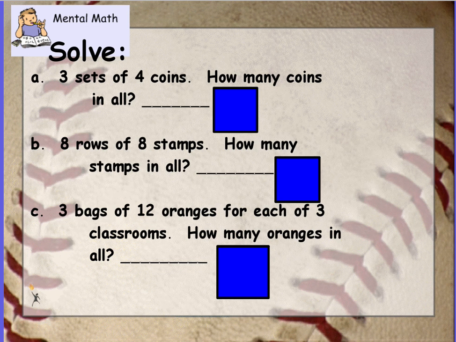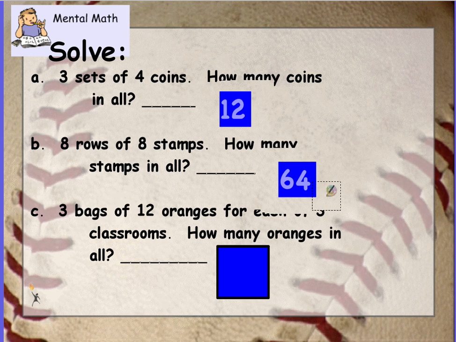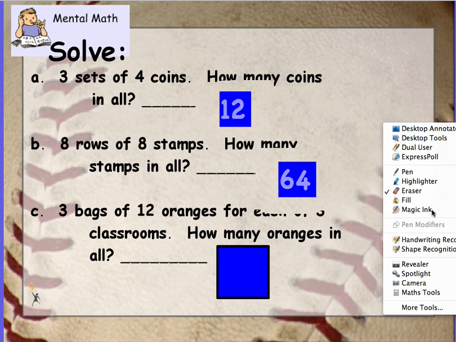Getting our brains warmed up here. 3 sets of 4 coins. So if we had 3 groups and in each group had 4 coins, how many coins are there in all? 12. If we had 8 rows of 8 stamps, how many stamps in all? 64. If we had 3 bags of 12 oranges for each of 3 classrooms, how many oranges are there in all?